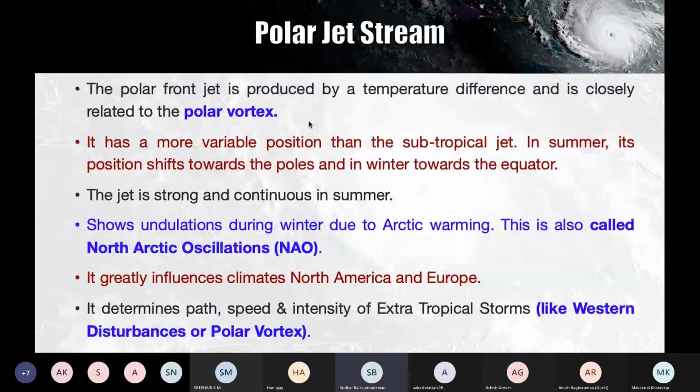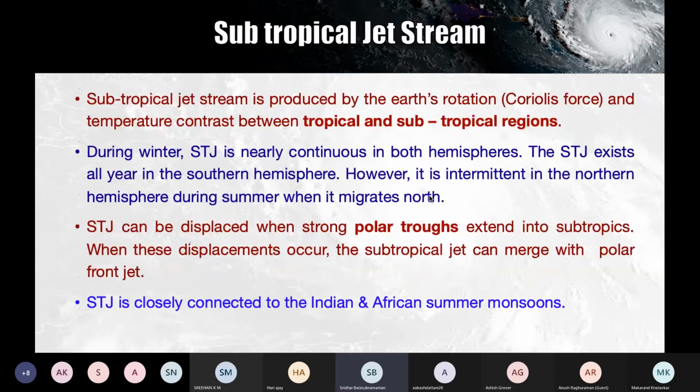So the polar jet stream, I am not going to talk much about, because that is mostly for North America, and it is also tied to something known as the North Arctic oscillation. The polar vortex is a phenomenon which is mostly for North America and not much for India. But the only thing you have to understand is that the movement of the polar vortex also has a very important bearing on the subtropical jet stream.